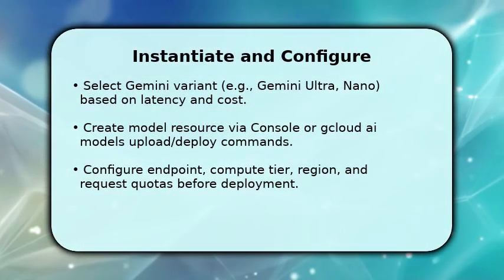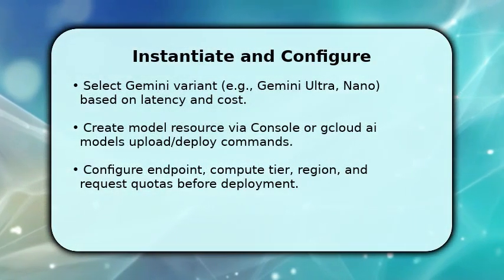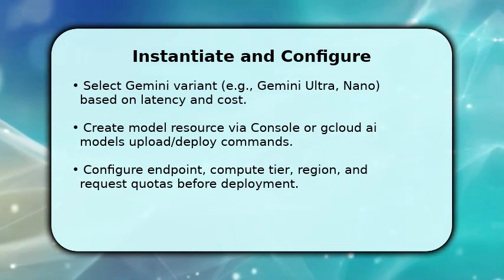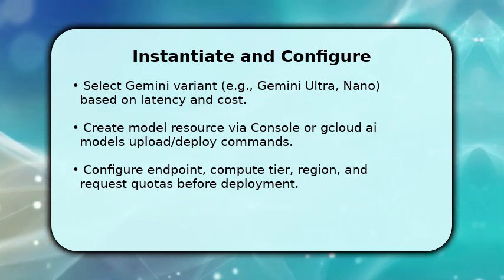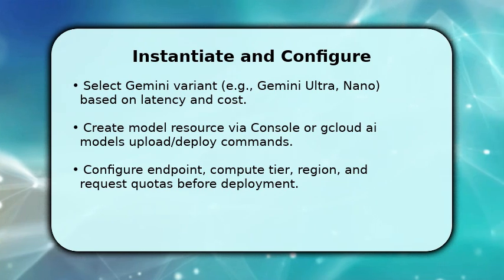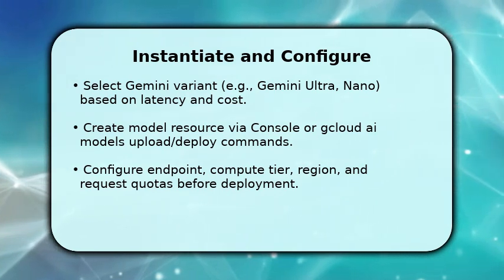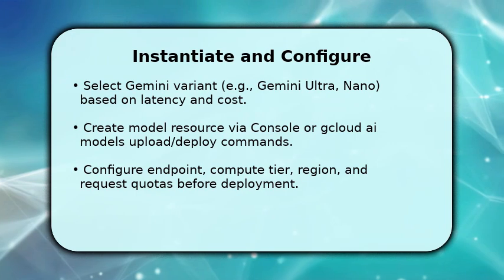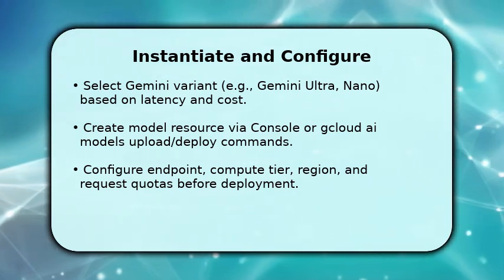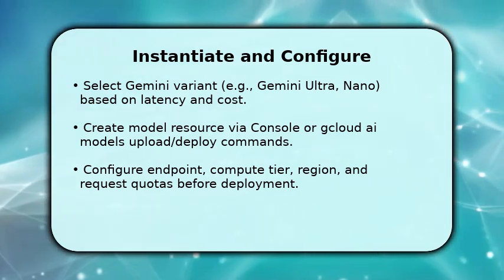You now create and configure the Gemini instance. Choose the variant that fits your budget and performance needs, smaller for prototyping, larger for production. Next, deploy the model resource through the console or with gcloud ai models deploy, specifying region, compute tier, and any accelerators. Make sure you set auto-scaling and request/response limits so the endpoint handles traffic gracefully.